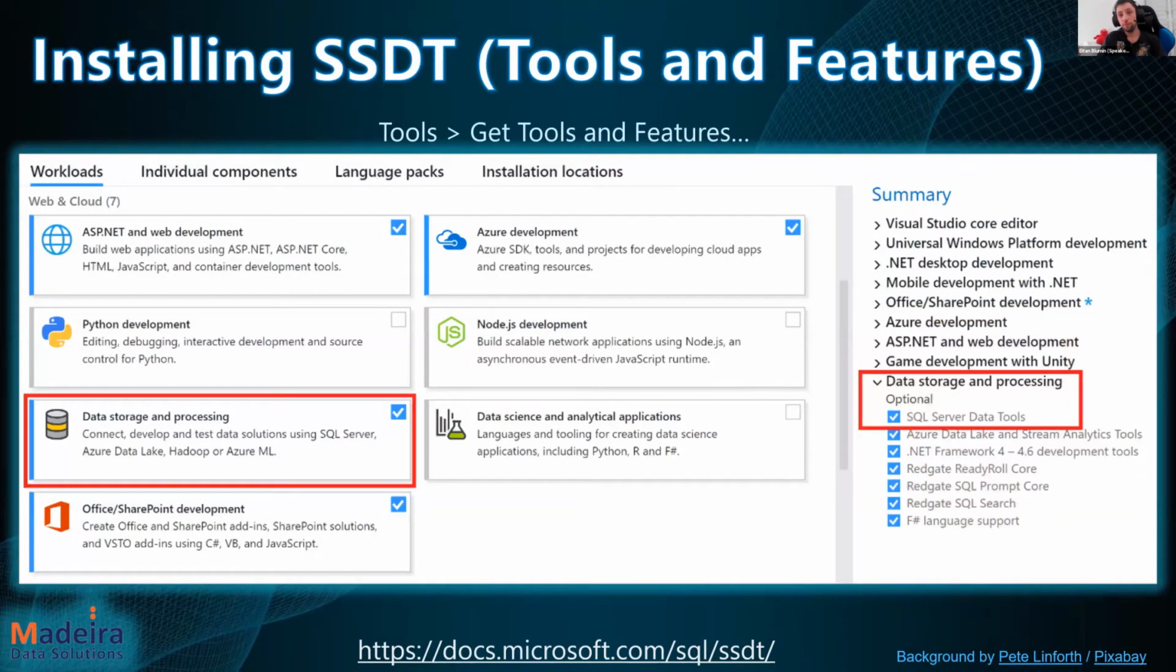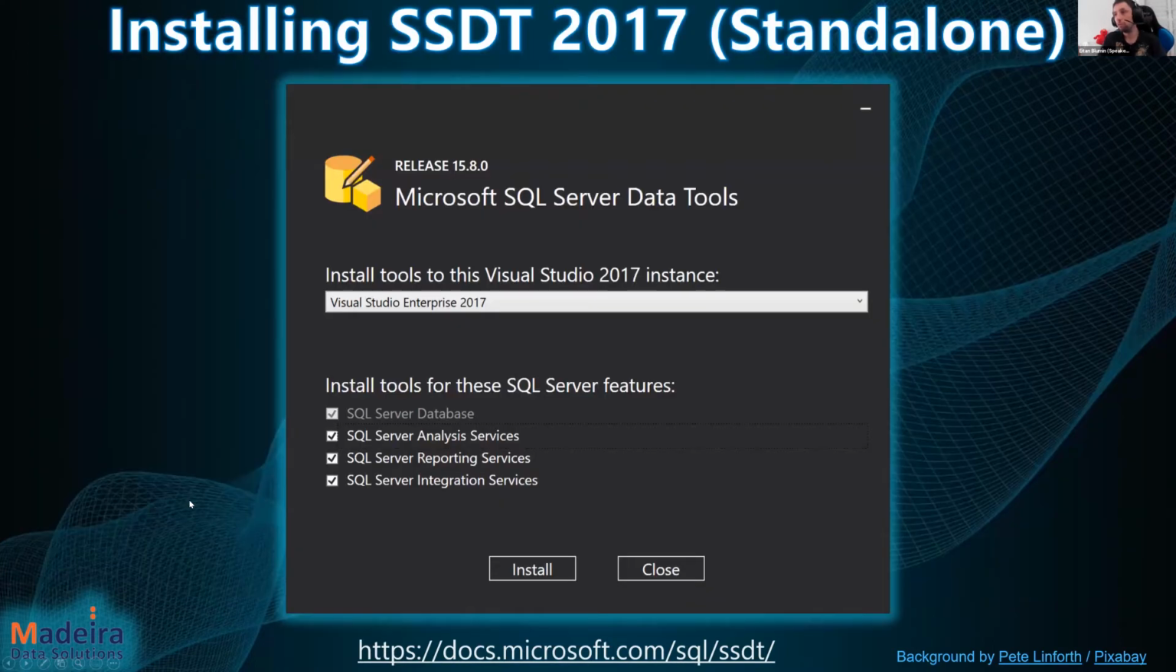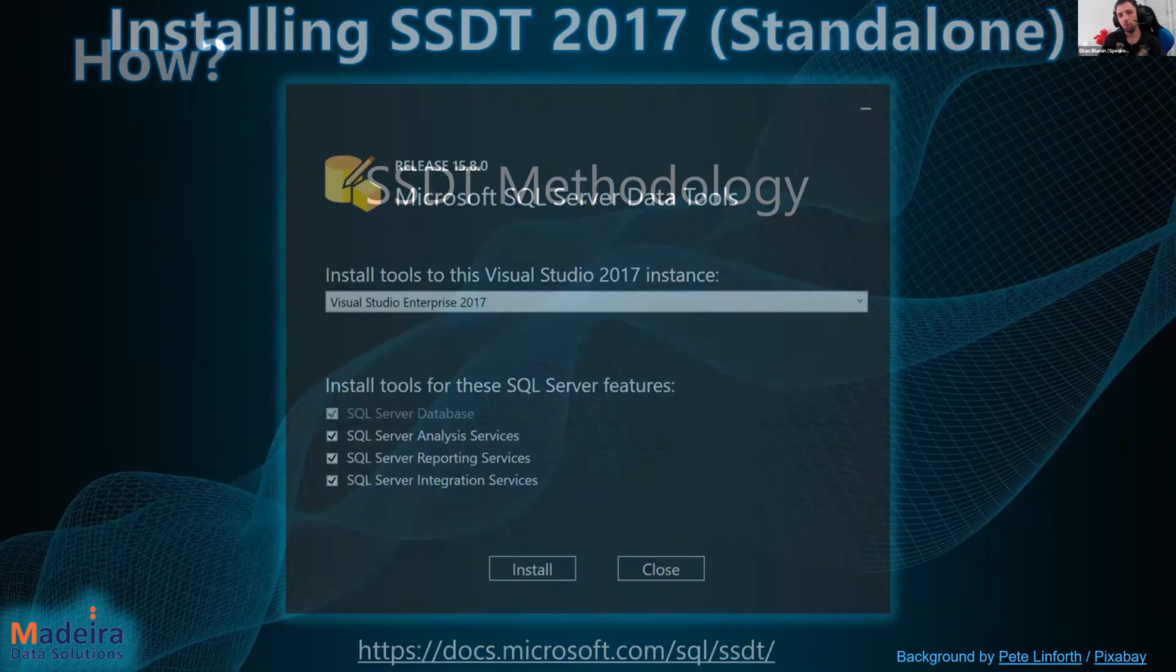How would you install this SSDT? So SSDT is installed as what we nowadays call a workload. You go in Visual Studio, you go to Tools, Get Tools and Features, and then you see something like this, all these boxes. You scroll down a bit and you find the box labeled Data Storage and Processing, and that will include SSDT as well. Back in Visual Studio 2017, you could also install SSDT using the standalone installer. That was way back, so it's not really relevant nowadays, but that used to be also possible.